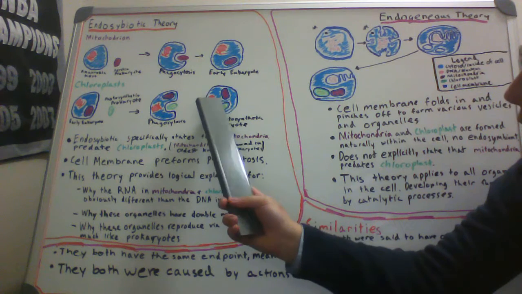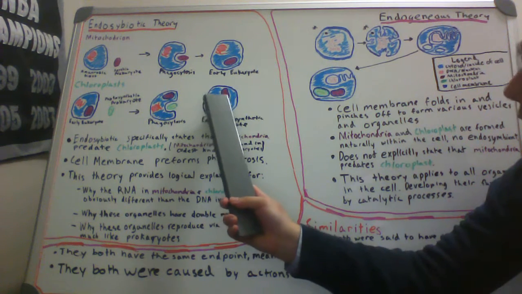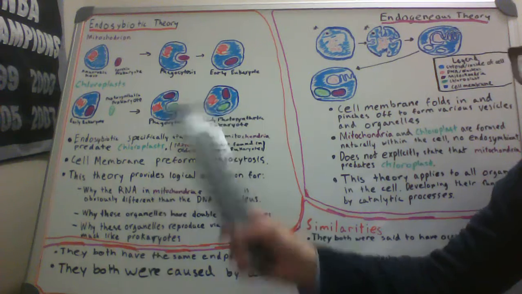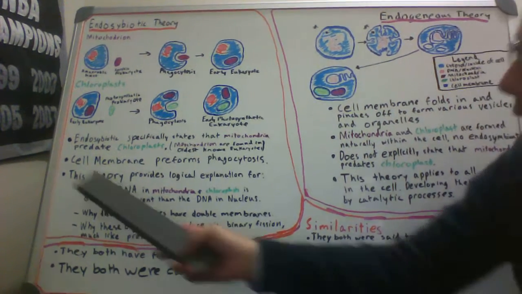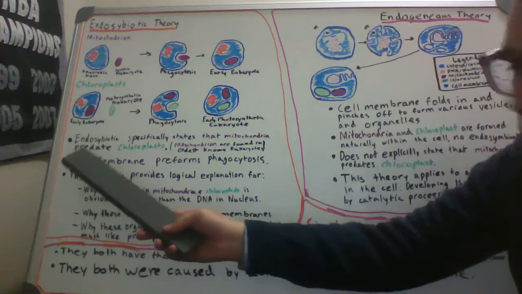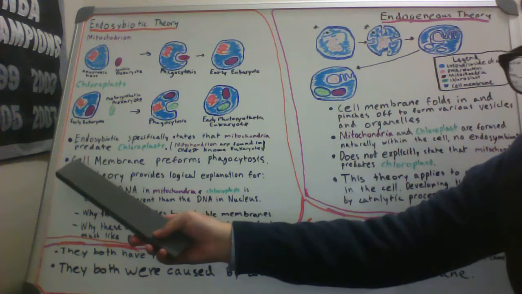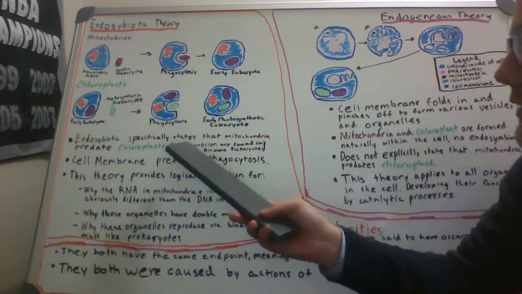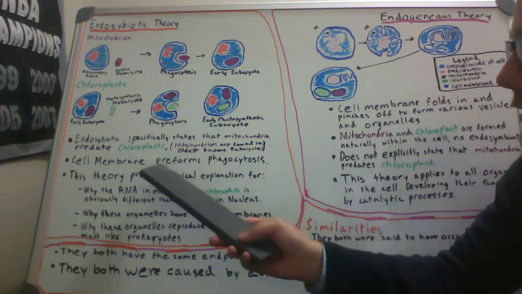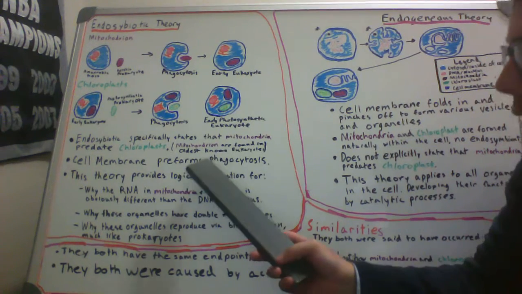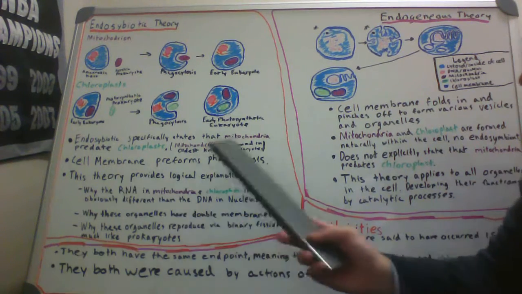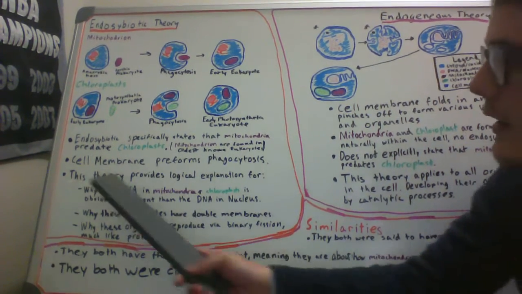We have the dark blue layer, and then we have the purple second membrane of the mitochondrion, and then the pink inside. And some contrasting facts about the endosymbiotic theory: endosymbiotic specifically states that mitochondrion predates chloroplast. Mitochondria are found in the oldest known eukaryotes. Cell membranes perform phagocytosis in this theory.